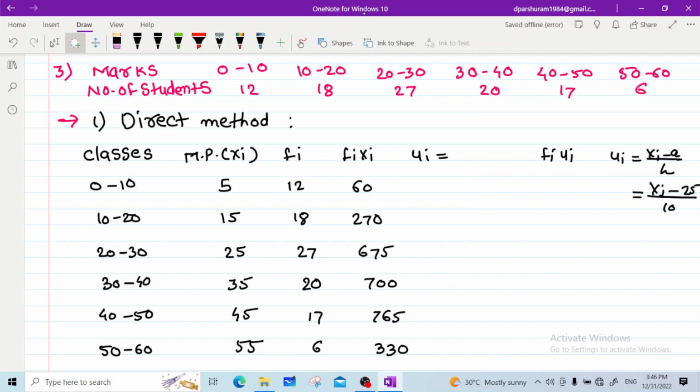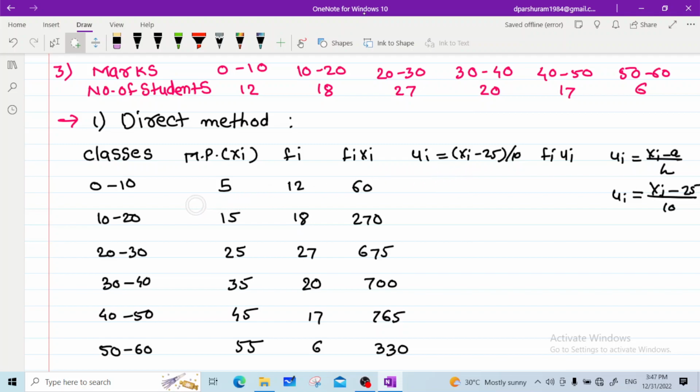In this frequency fi, the maximum number is 27, then the value of a is their respective xi, that is 25. So here we get ui is equal to xi minus 25 divided by 10.